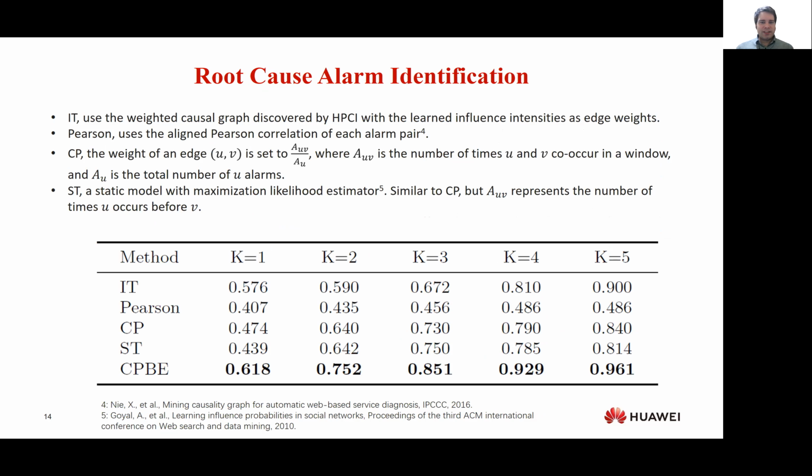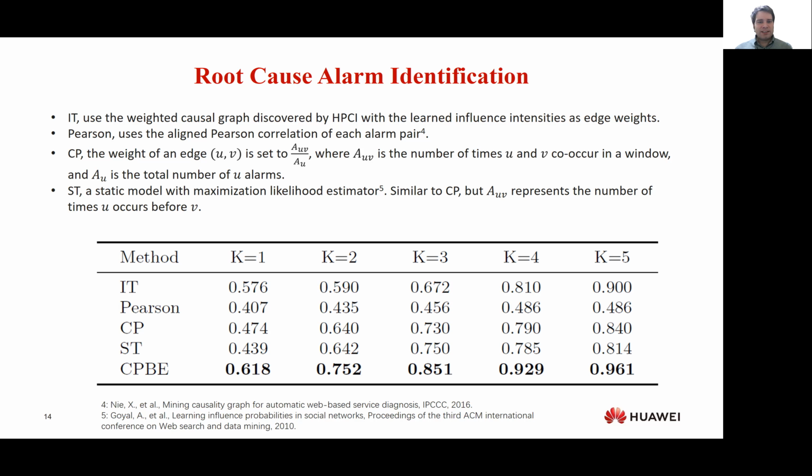So the second and the most important aspect that we evaluate is the actual identification of the root cause alarms. We use the causal graph obtained by HPCI and enhance it with the known ground truth causal edges to obtain as good a graph as possible. And again, we have 4 different baselines to compare with.